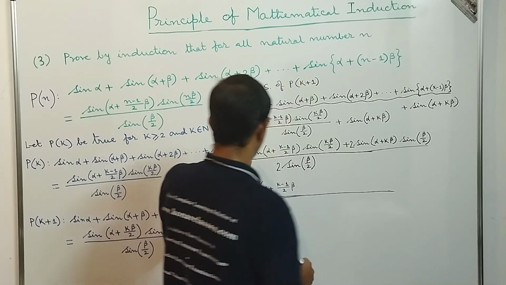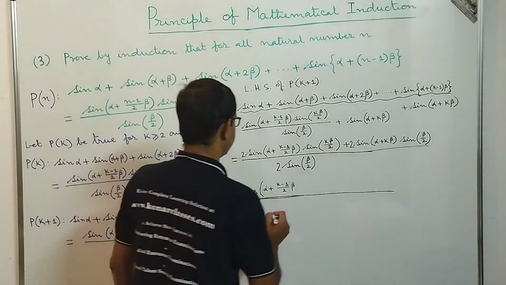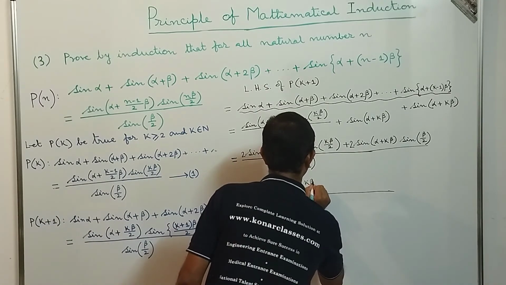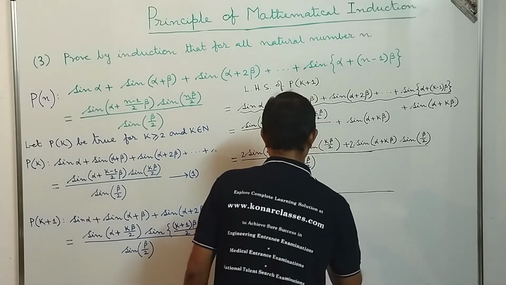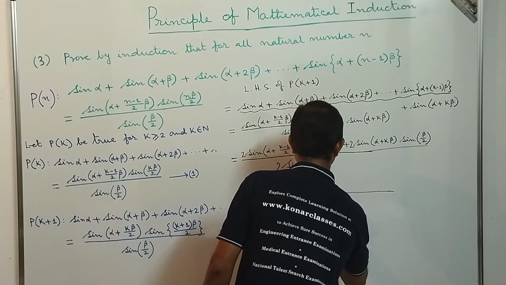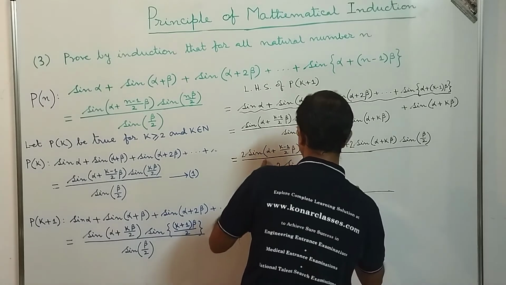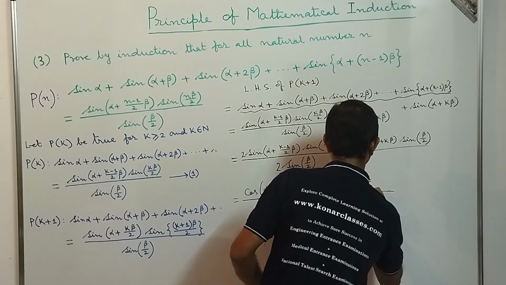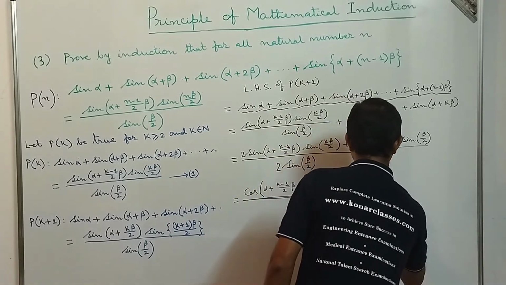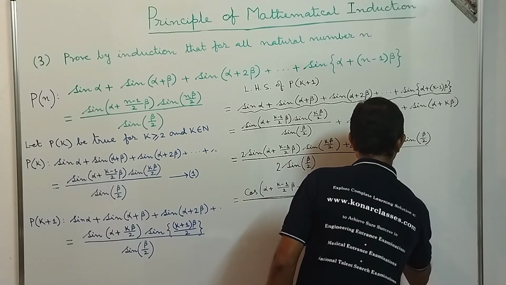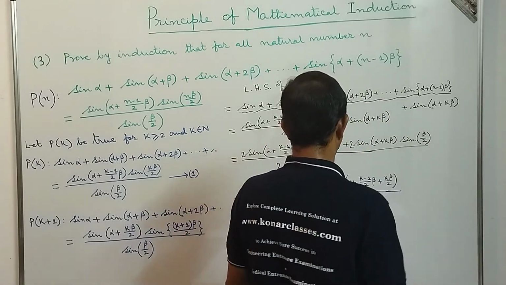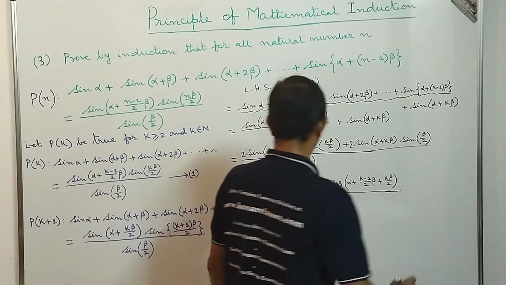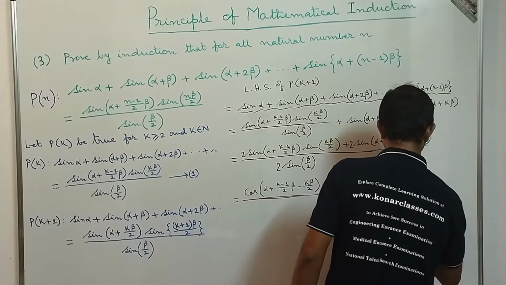Okay, so 2 sin A sin B is equal to cos(A-B) minus cos(A+B). So cos(A-B) is equal to kβ/2, minus cos(A+B), that is α+(k-1)β/2 + kβ/2. Okay, now in the similar manner we can apply here 2 sin A sin B is equal to cos(A-B) minus cos(A+B). So what we can write it here?